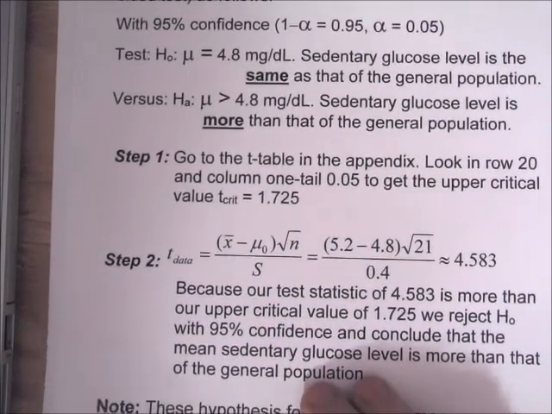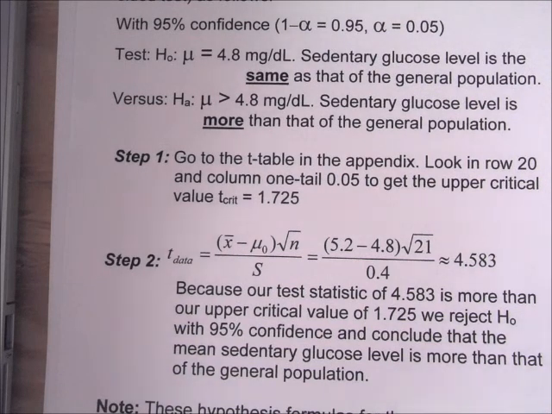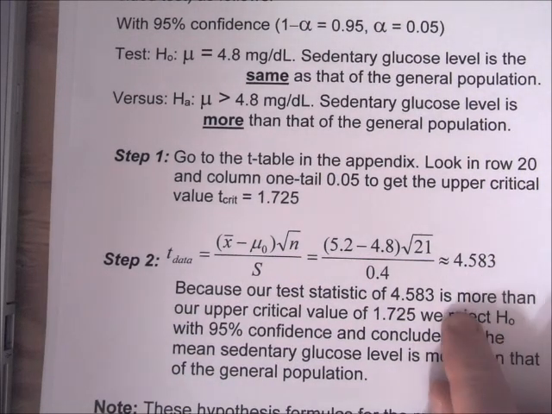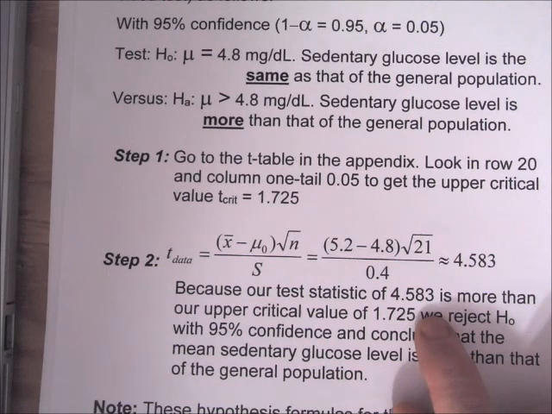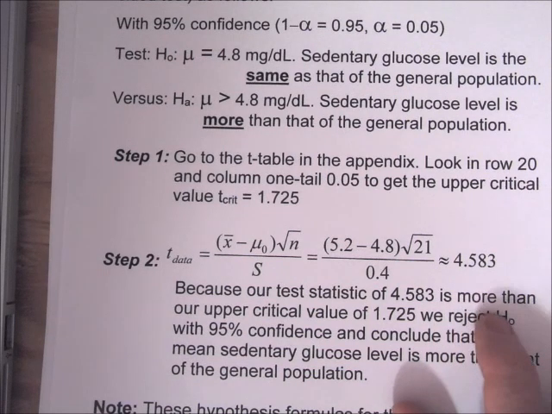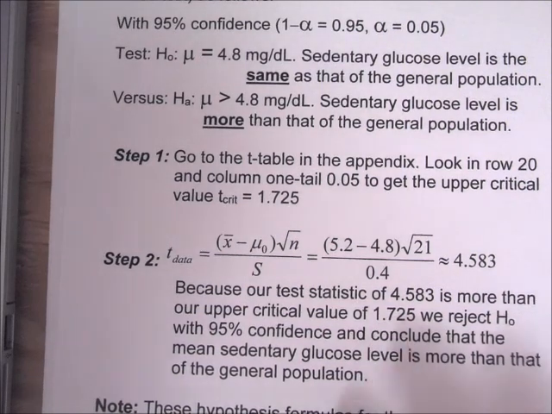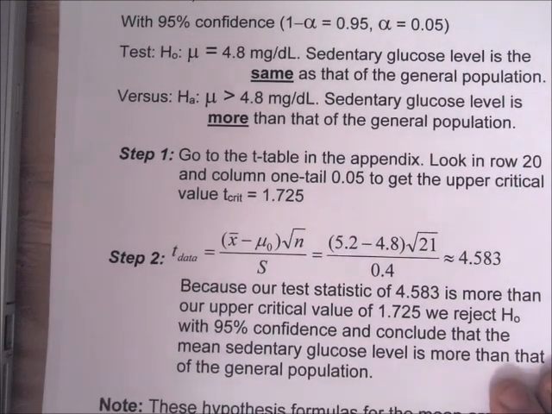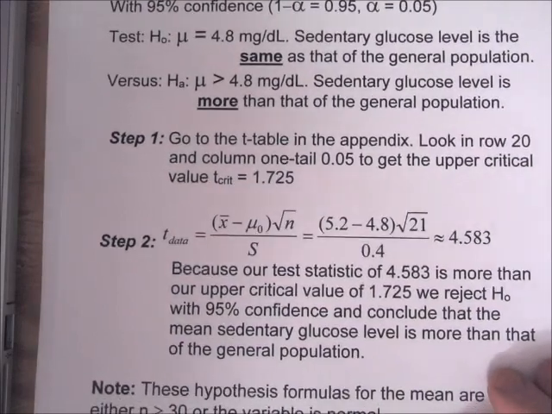And again, we've computed our test statistic. It's the same computation we did before. Again, 4.583 is more than our upper critical value, and the difference is even greater this time. So again, we reject H naught and conclude that the mean sedentary glucose level is more than that of the general population.